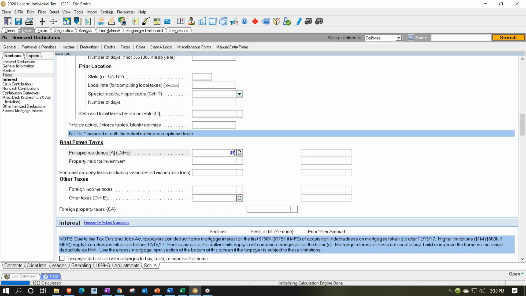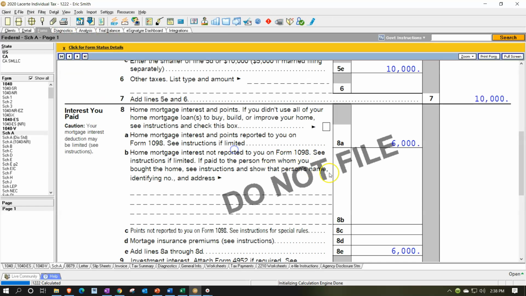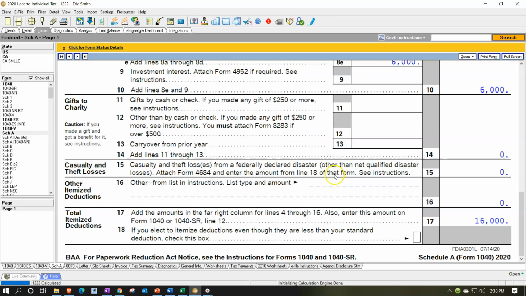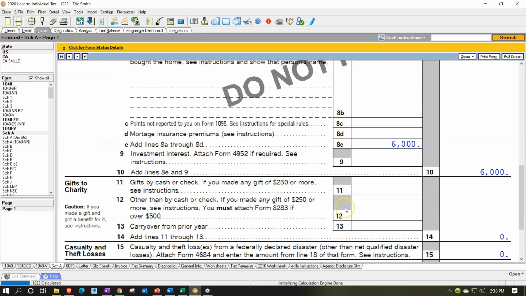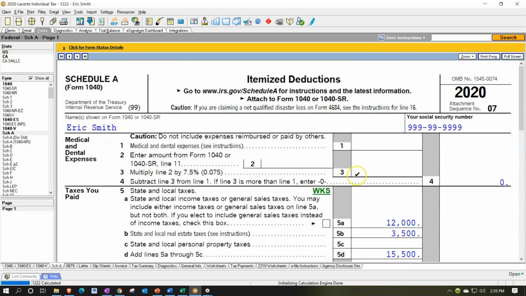Let's say that's another 3,500, and so then I'm going to go back over, and now of course we're over the threshold to be itemizing. We're at the 16,000. That's over the threshold of the 12,400, and therefore we would be itemizing here.